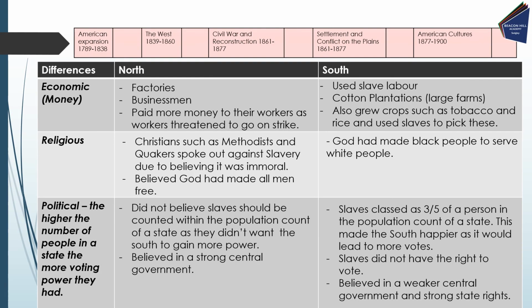In comparison, the South said that slaves should class as 3/5 of a person in the population count of a state. So as much as it's not acknowledging the fact that a slave is a full person, it enables the South to get some benefit from the fact that they have slaves as part of their population count. Despite this, slaves do not have the right to vote. And the South believe in a weaker central government and strong state rights. So these are the key differences that are going to lead to a lot of conflict and tension throughout the North and South of America during our course.